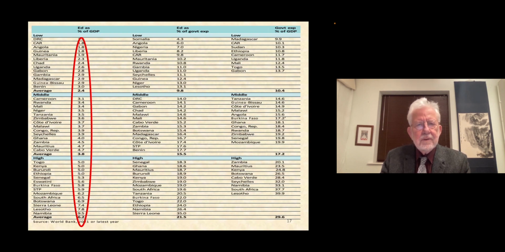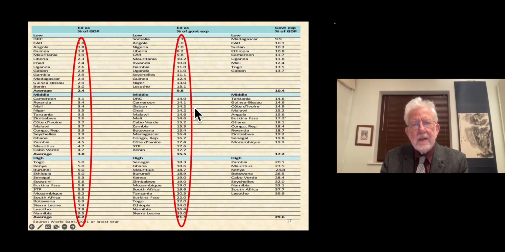That figure, of course, is a product of the other two columns. At least it would be if the data sets were consistent, which is not always the case. However, this is the best data we've got, and if we look at it again, we can say education as a percent of government expenditure varies in the lowest group from an average of just under 10% to 15% in the middle group and over 20% in the upper group.